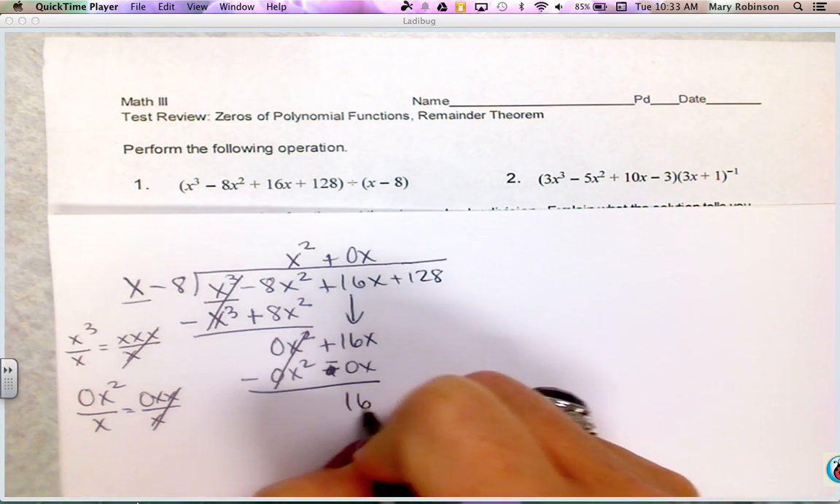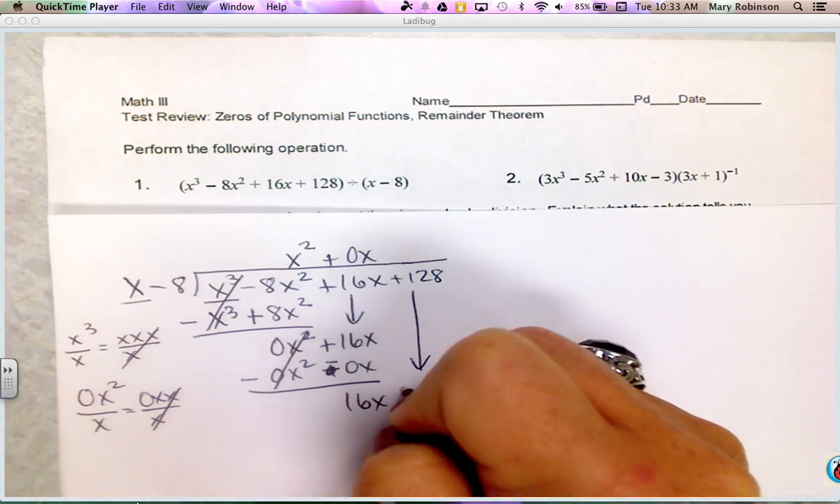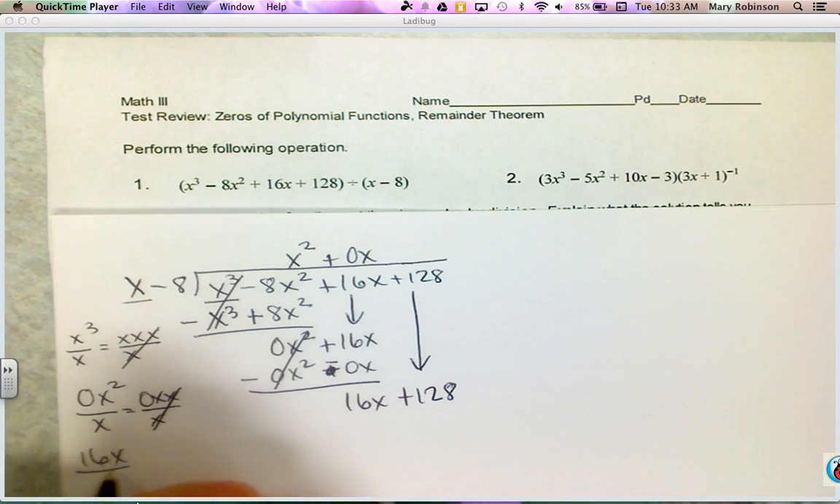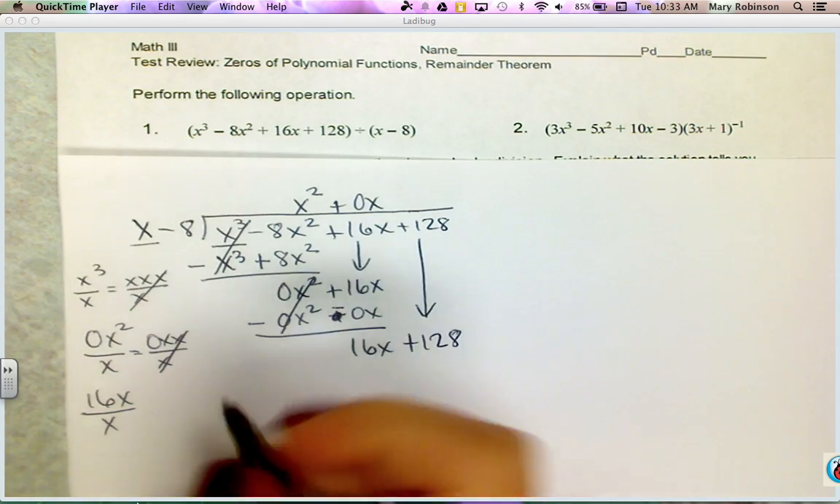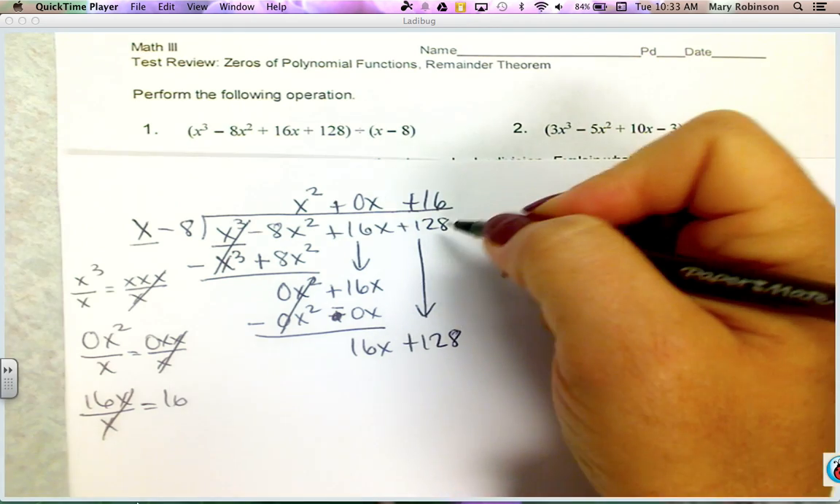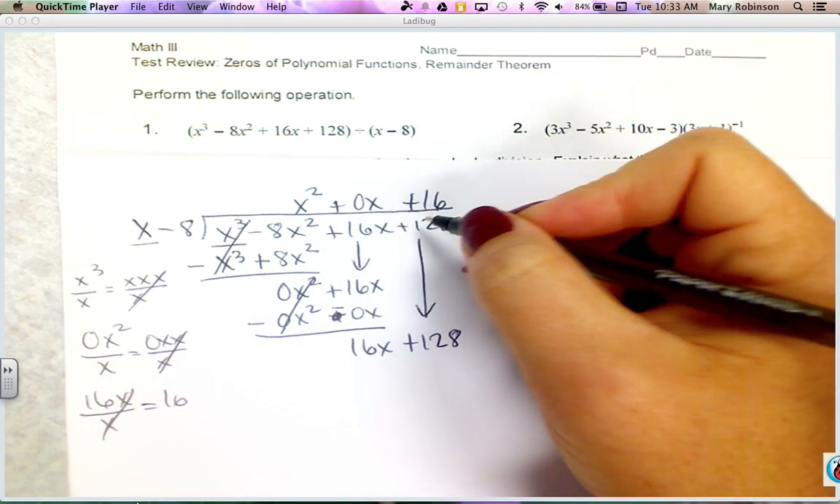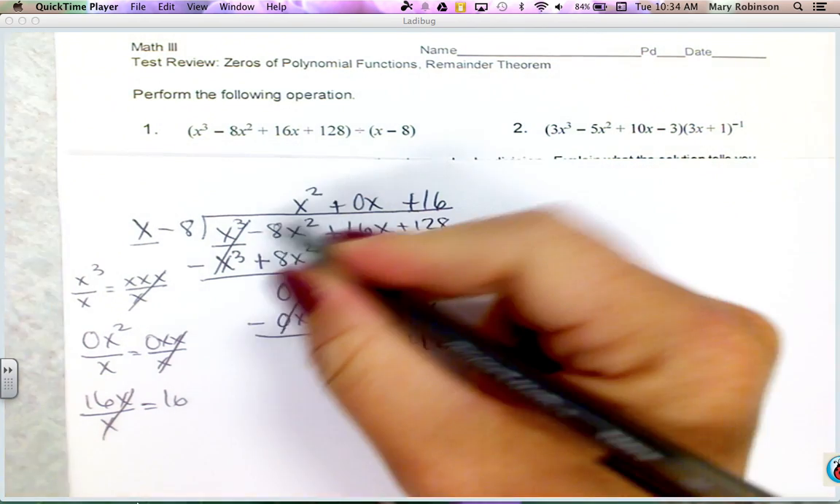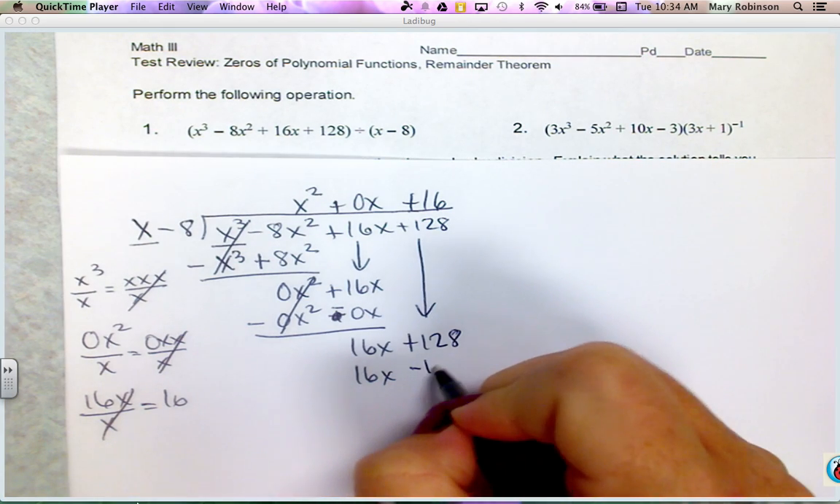16x minus 0x is 16x. We bring down the 128 and start the process again. So 16x divided by x gives us 16, and that's our constant term. And we'll mess that up if we don't do the 0x, so that's important. So 16 times x is 16x. 16 times negative 8 is negative 128.